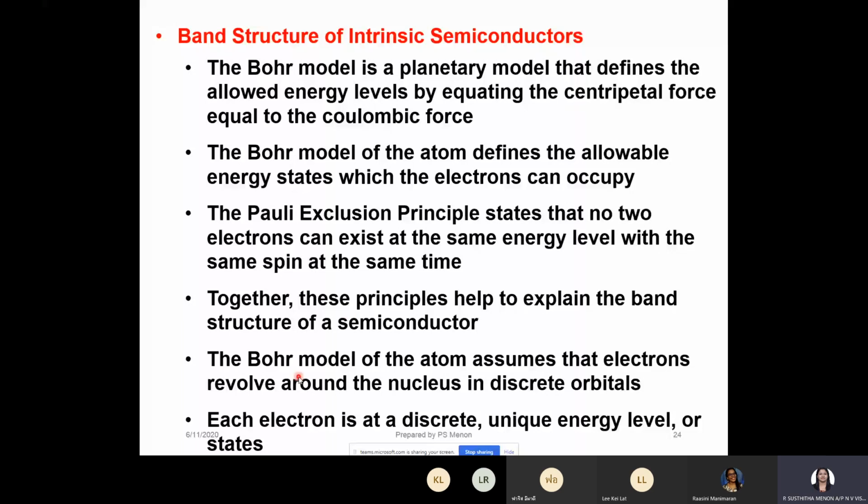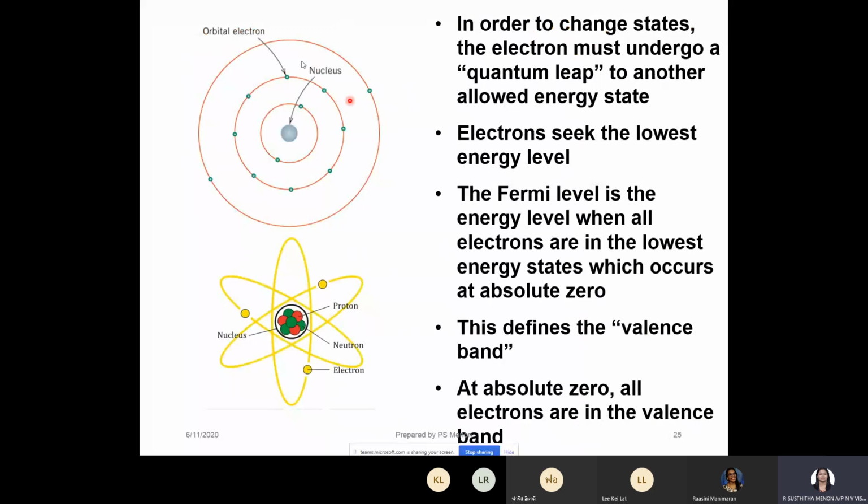The Bohr model of the atom assumes that electrons revolve around the nucleus in discrete orbitals. Each electron is at a discrete, unique energy level or state. Okay, so this is a nucleus, and you can see electrons around the nucleus. We call them orbital electrons. The nucleus actually comprises protons and neutrons, with electrons circulating around it. So in order to change states, the electron must undergo a quantum leap to another allowed energy state. That means from a high energy state, it goes to a lower energy state. So they always seek the lowest energy level.